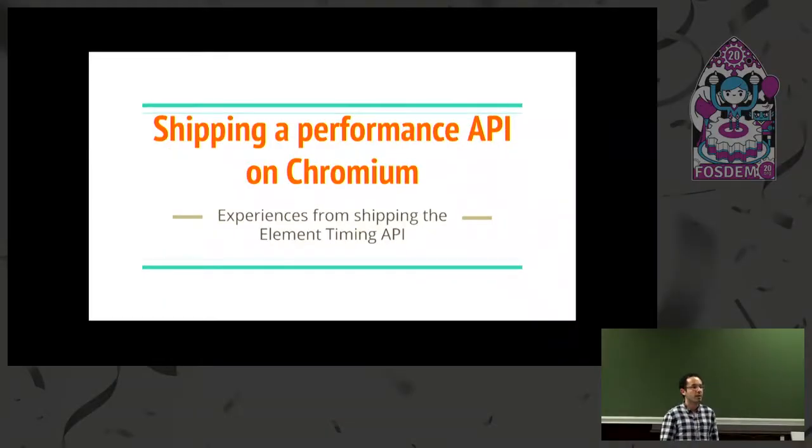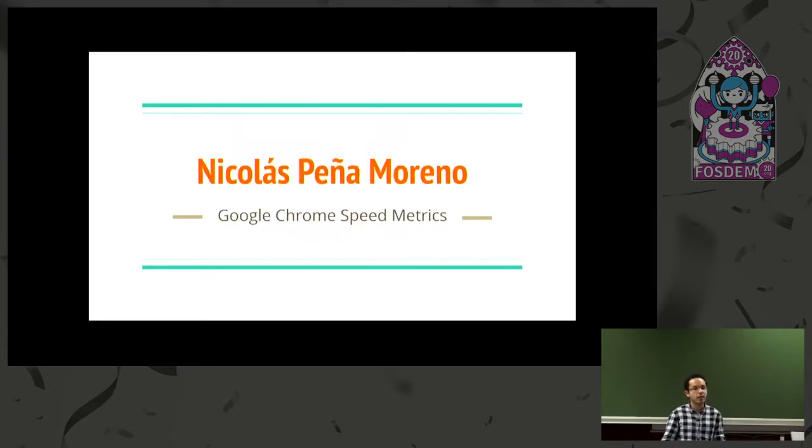Hello, everyone. Like Peter just said, I'm going to talk about shipping a performance API on Chromium. And I'm going to talk about it from the perspective of how we worked to ship the element timing API. I'm Nicolás, and I work on Google Chrome on the speed metrics team. In particular, my focus is on defining and implementing new web performance APIs.